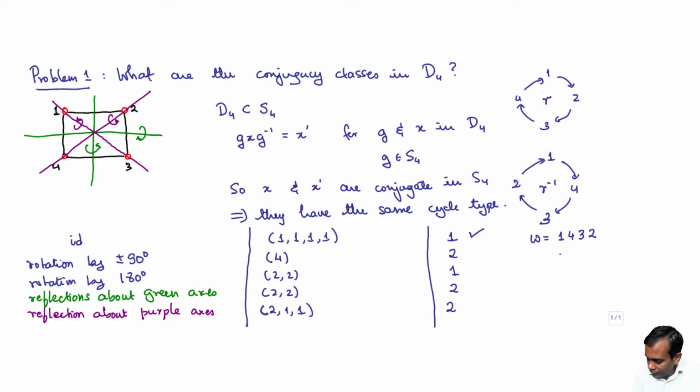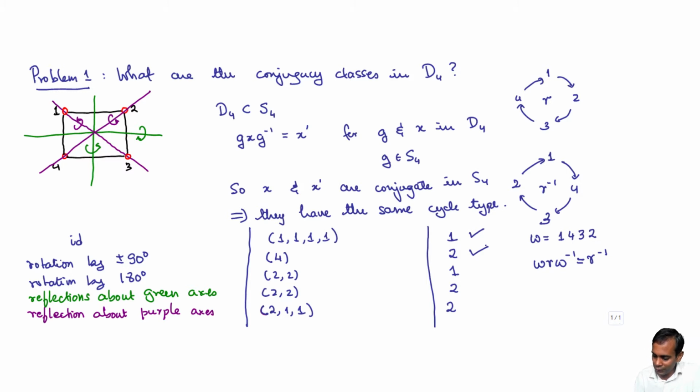Then 2 goes to 4, so that's W, and so if we take W, R, W inverse, what this W does is it basically interchanges 2 and 4. So W, R, W inverse of 2 will be R inverse, as we have seen in our discussion of conjugacy classes in SN. So these 2 elements also form a single conjugacy class.